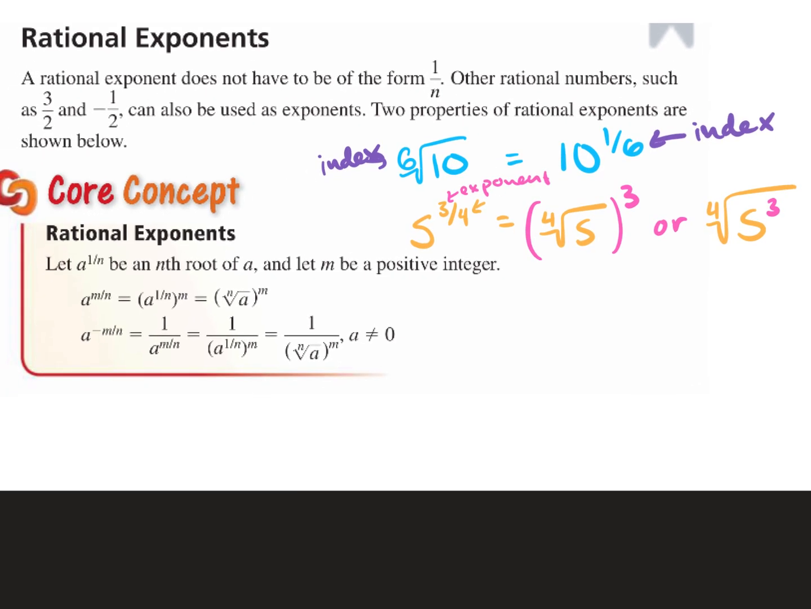And then lastly, if we have a negative exponent, so let's say I had 5 to the negative 3/4 power. The negative exponent just moves this into the denominator. So it would be 1 over 5 to the 3/4 power, which we then could simplify as 1 over the 4th root of 5 to the 3rd power. So there's different things that you can do with the exponent and with your radicals.